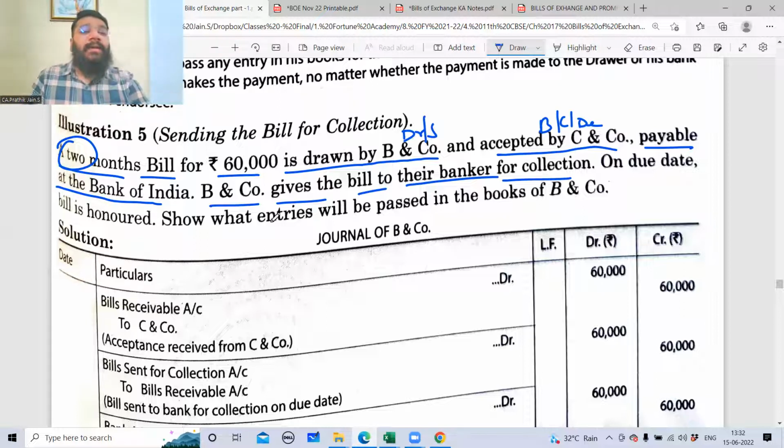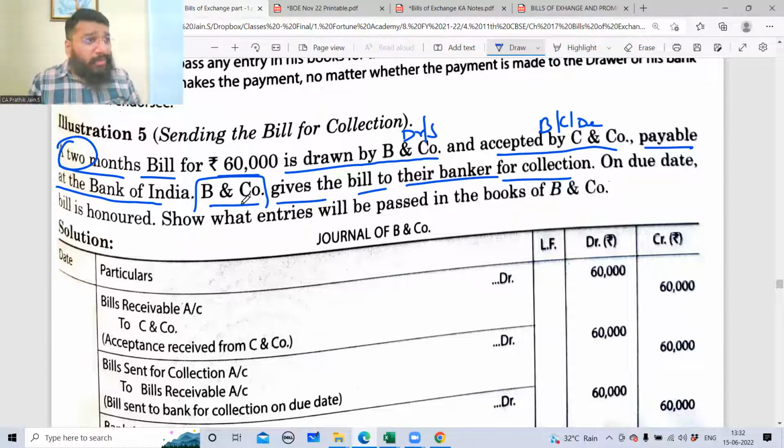The reason is this: B and Co says that I am a very busy person. On the date of maturity, I'll forget to collect the money on the due date. I'll forget to collect the money from C and Co. So for that person, he's appointing the banker as a PA, telling him, Mr. Banker, I'm giving you this bill. You have to go and get the money from C and Co on the date of maturity.